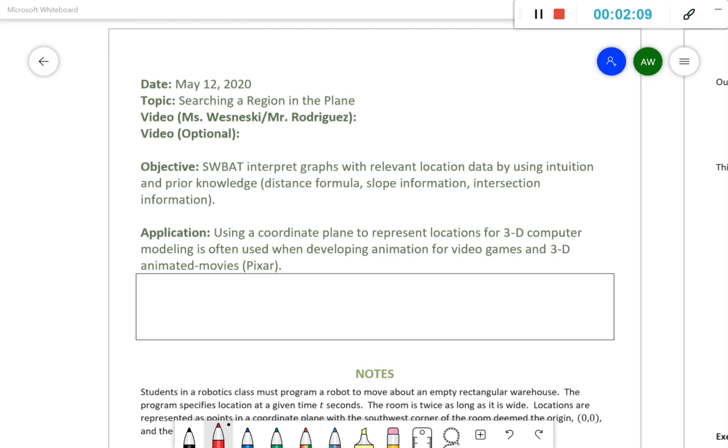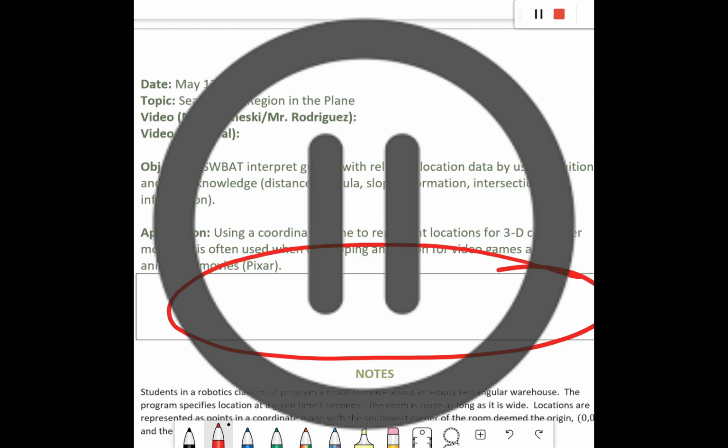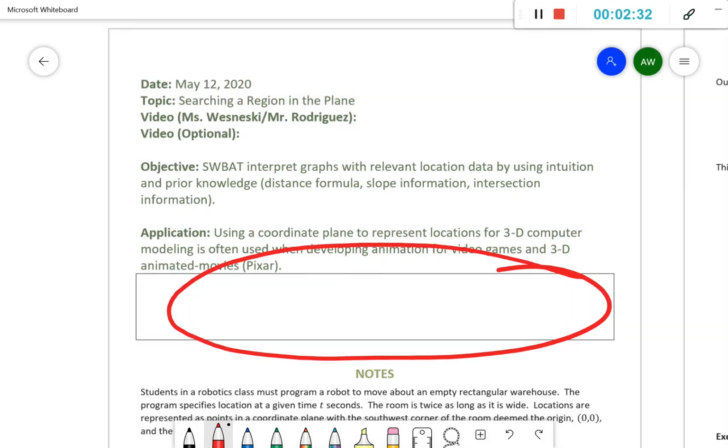So can you think of one other instance where taking a physical location and graphing that location in some way would be useful for us? Just think of one example of when we would do that and put that in this box here. Thanks for working on that. Now let's move on to our notes for today.